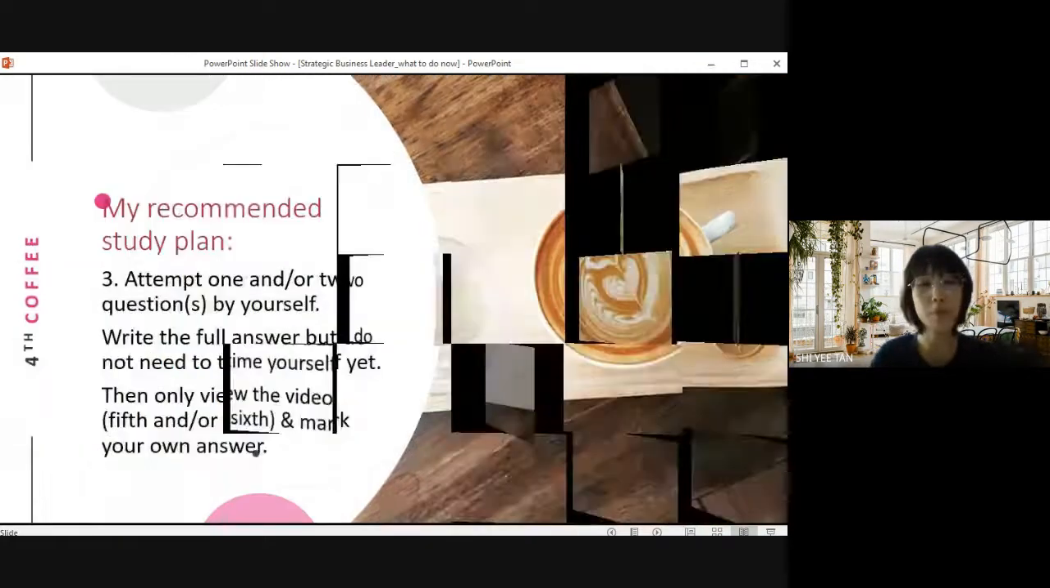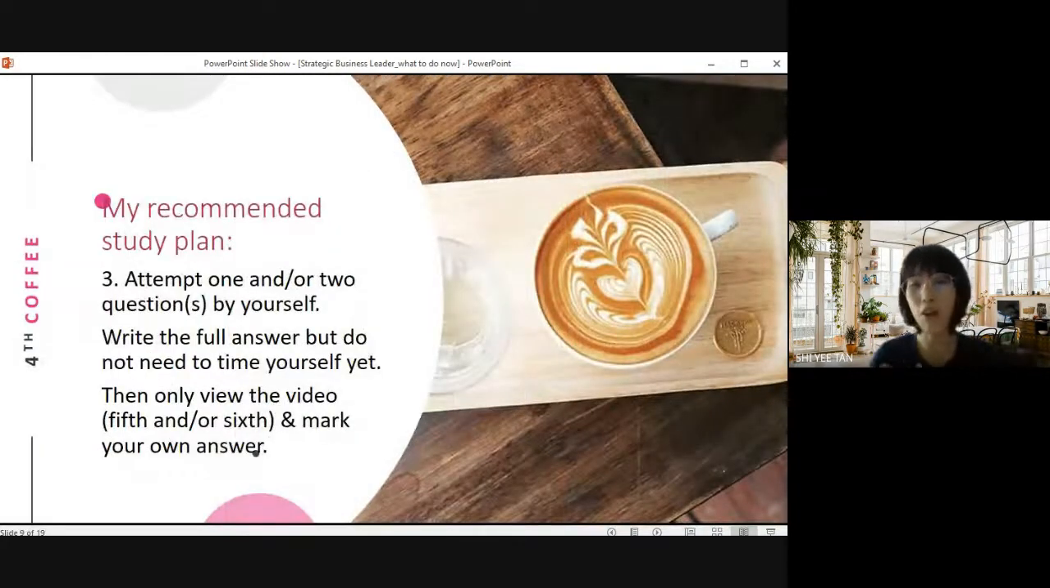So the next stage will be to attempt 1 and or 2 questions by yourself. It means now we are not going to write the main points only, we are going to write the whole thing. But do not time yourself. You write the full answer, but you do not need to time yourself, because we are not at that stage yet.